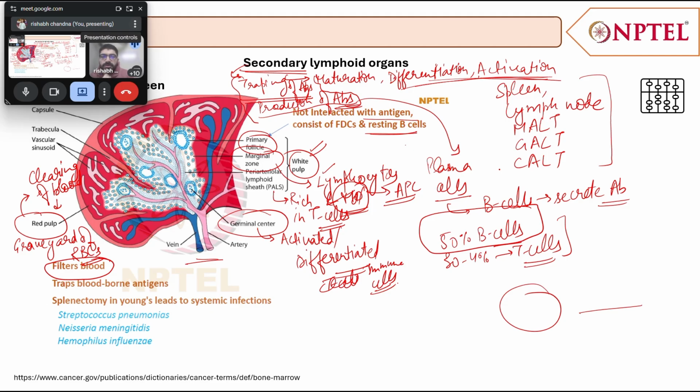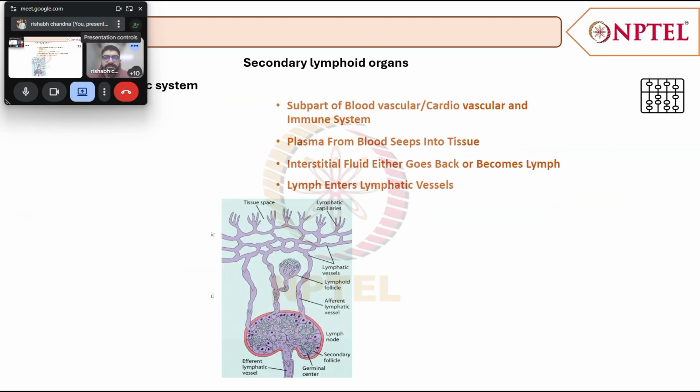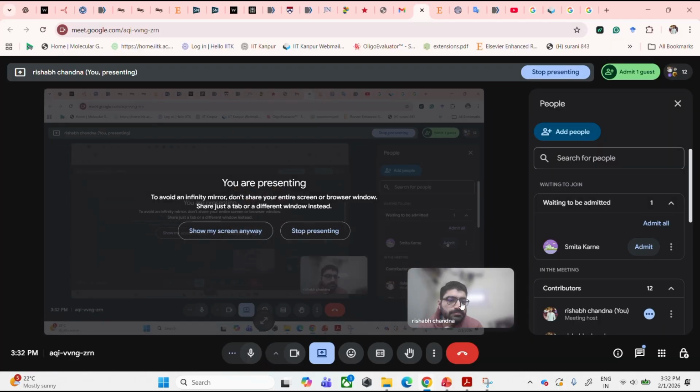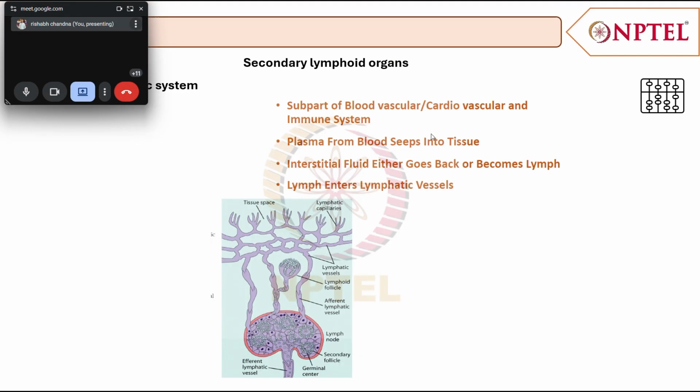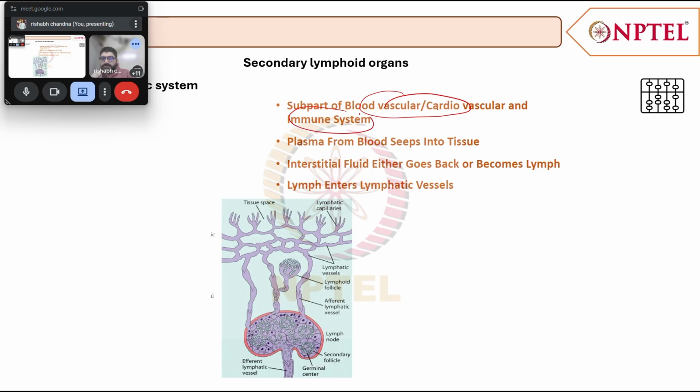Okay, so now let's move on to the other organ, that is the lymphatic system. So the lymphatic system is a most important part of our body. It basically separates the blood vascular or the cardiovascular system from the immune system. Okay, and it is a sub part of the vascular system itself.